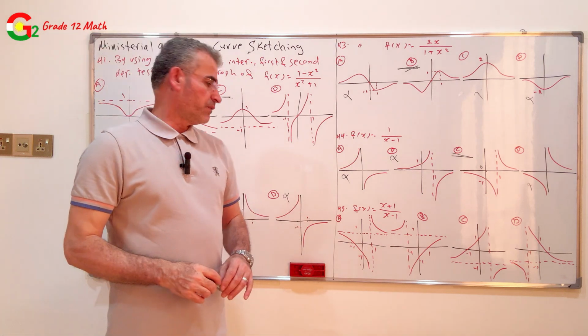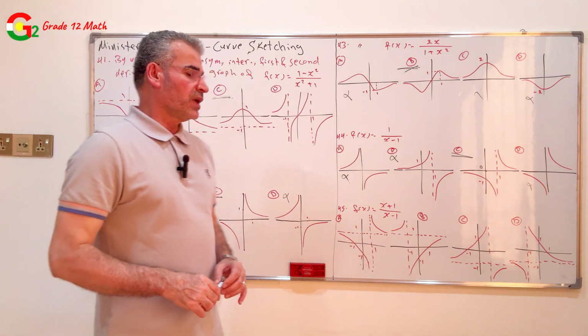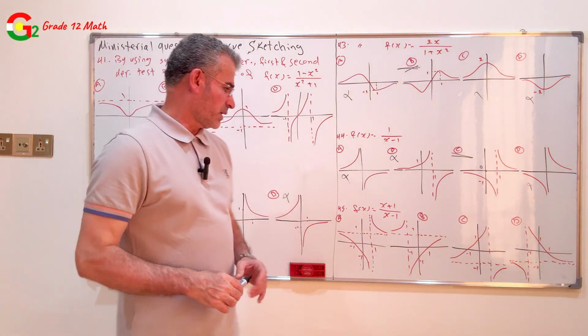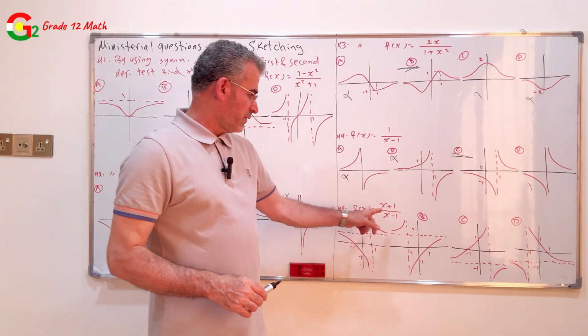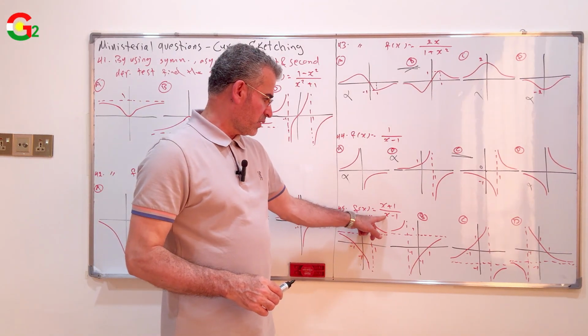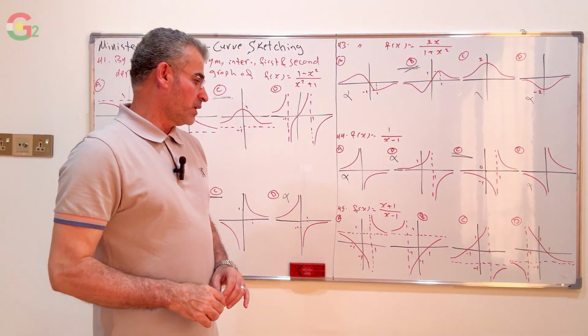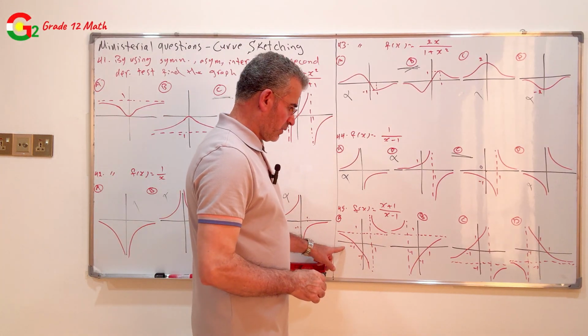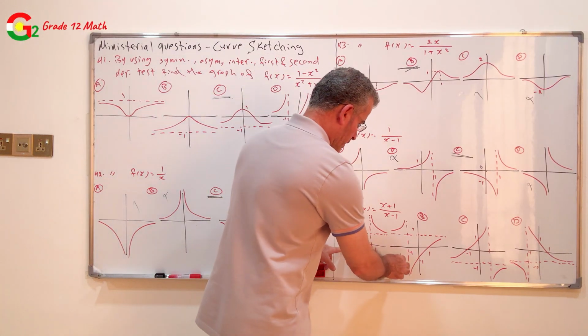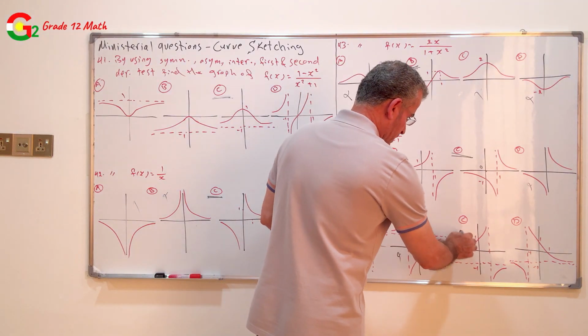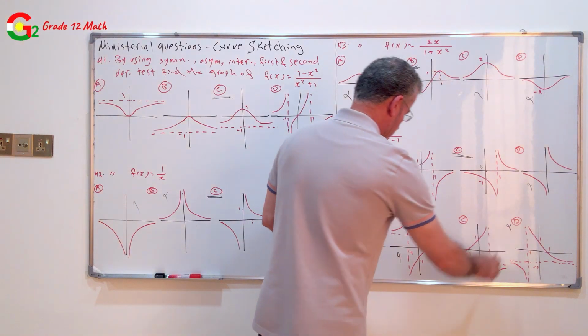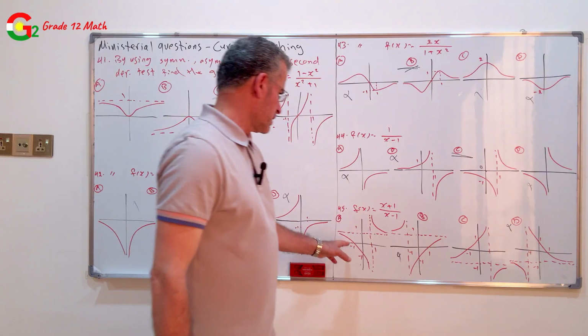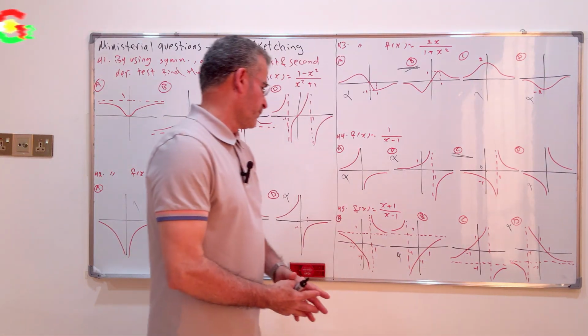Question number 45. f of x equals (x plus 1) over (x minus 1). We have a vertical asymptote at x equals 1 since 1 makes the denominator 0. So A is a possible right choice, B is not, C is a possible right choice, D is not. So the right choice is either A or C.